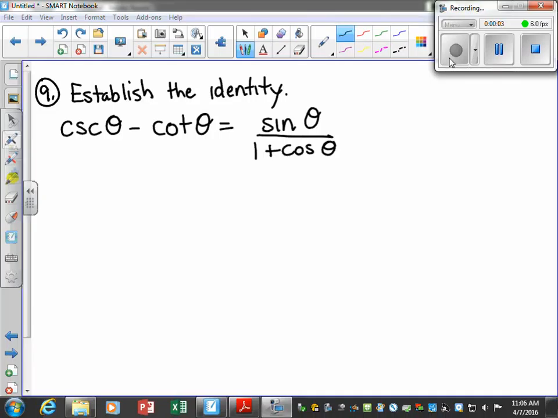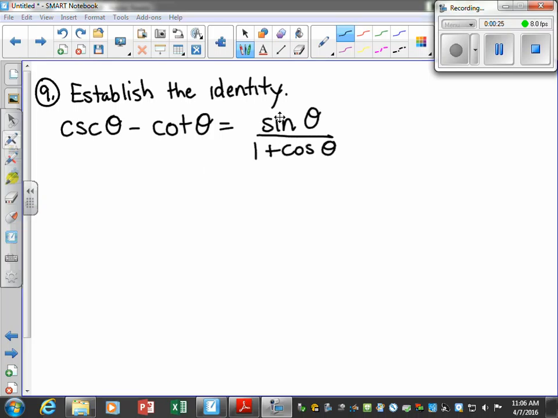Okay, lots and lots of examples. This is the best way to learn this, is just keep doing it and doing it. All right, so we're going to establish an identity again. We have our left-hand side and we want to make it match our right-hand side. Or vice versa. Take our right-hand side and make it match this. In this case, we're going to work with our left side just to get some practice.